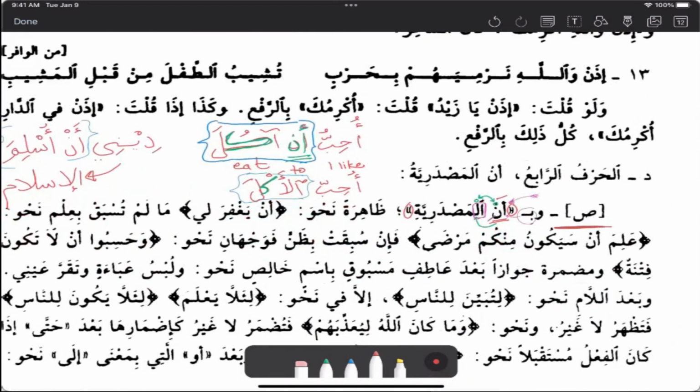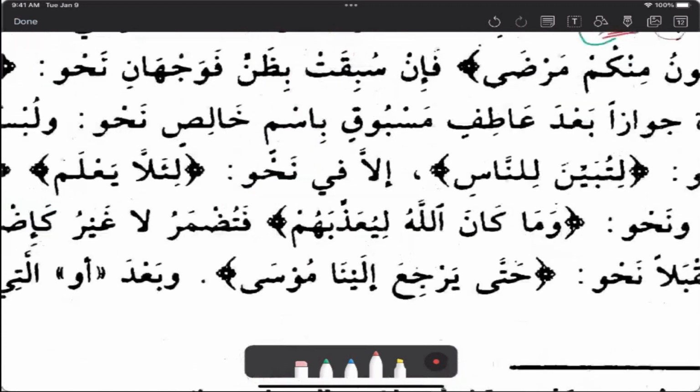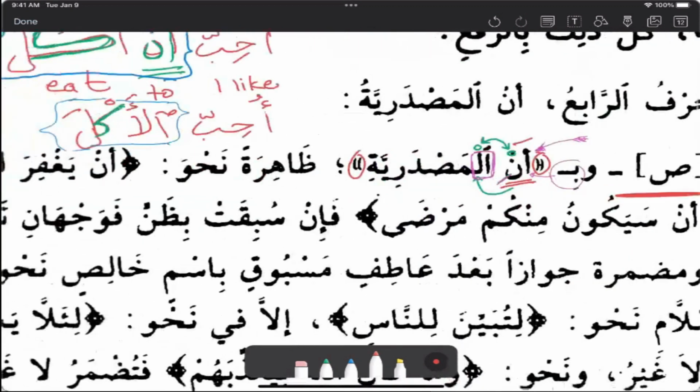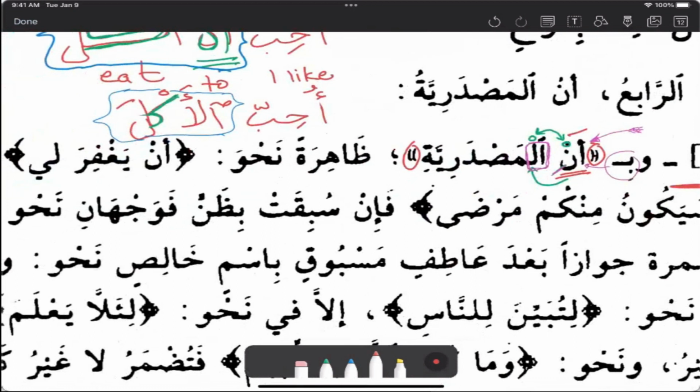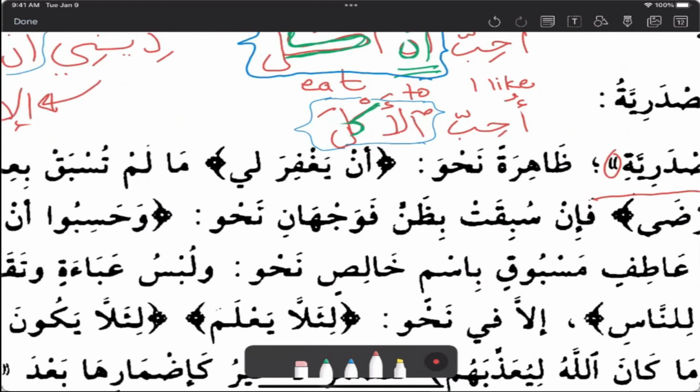So the author says, وَبِأَنِ الْمَصْدَرِيَّةِ. The verb, the fi'l mudari', is made mansoob by an, the masdari, and zahiratan, meaning when it appears, when it shows up. That means when you pronounce it with your tongue, actually.